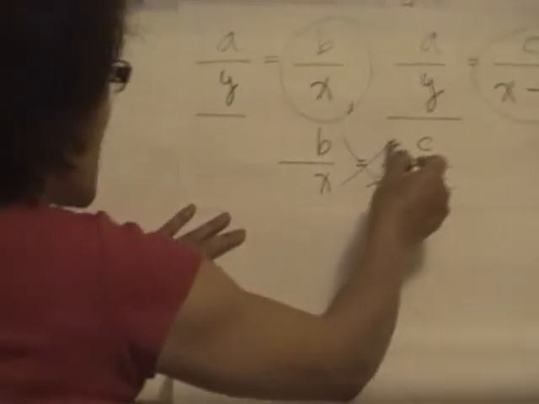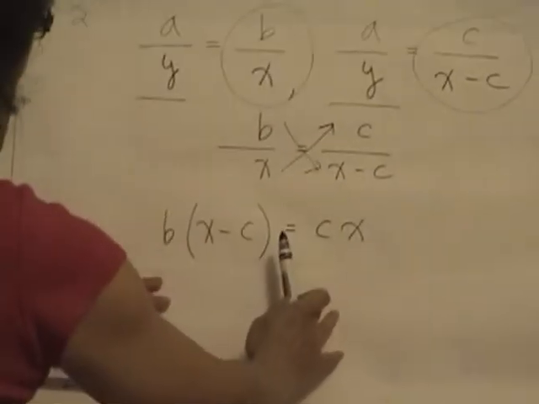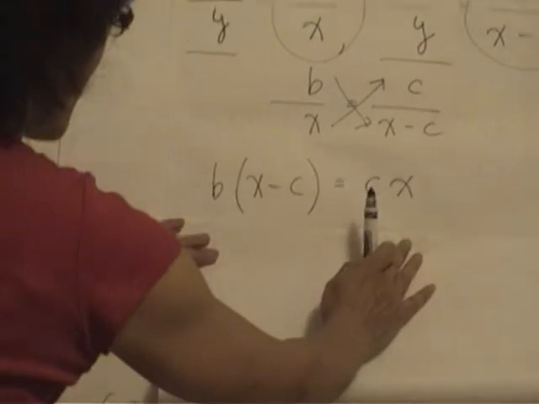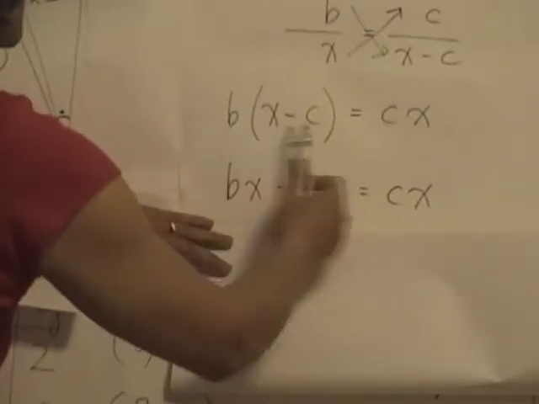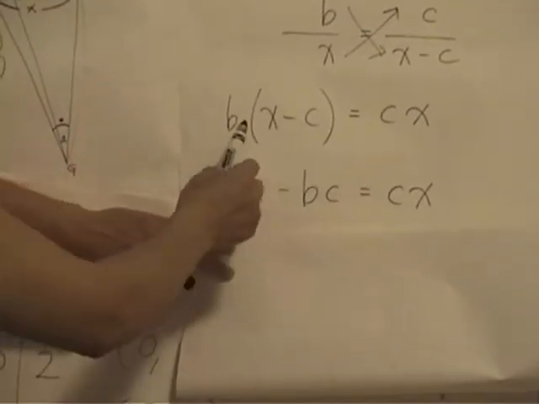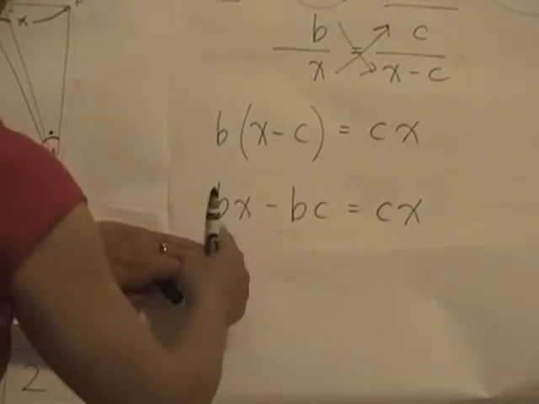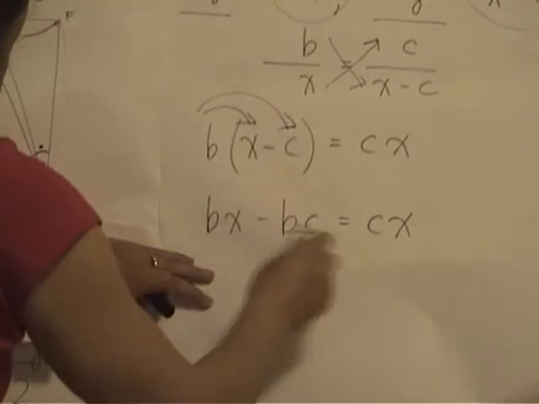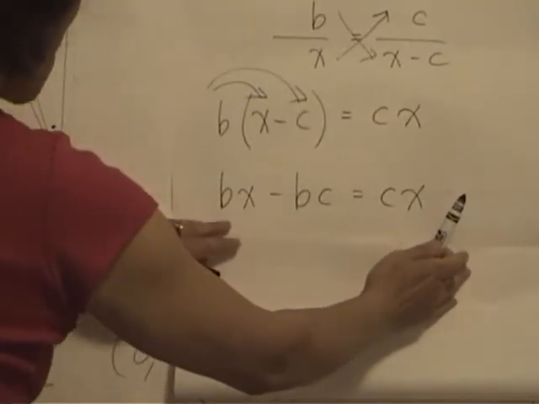When you see proportional, what do we do? We cross multiply. So we have b times x minus c is equal to cx. And we're going to simplify this by getting rid of this parenthesis. So bx minus bc is equal to cx.